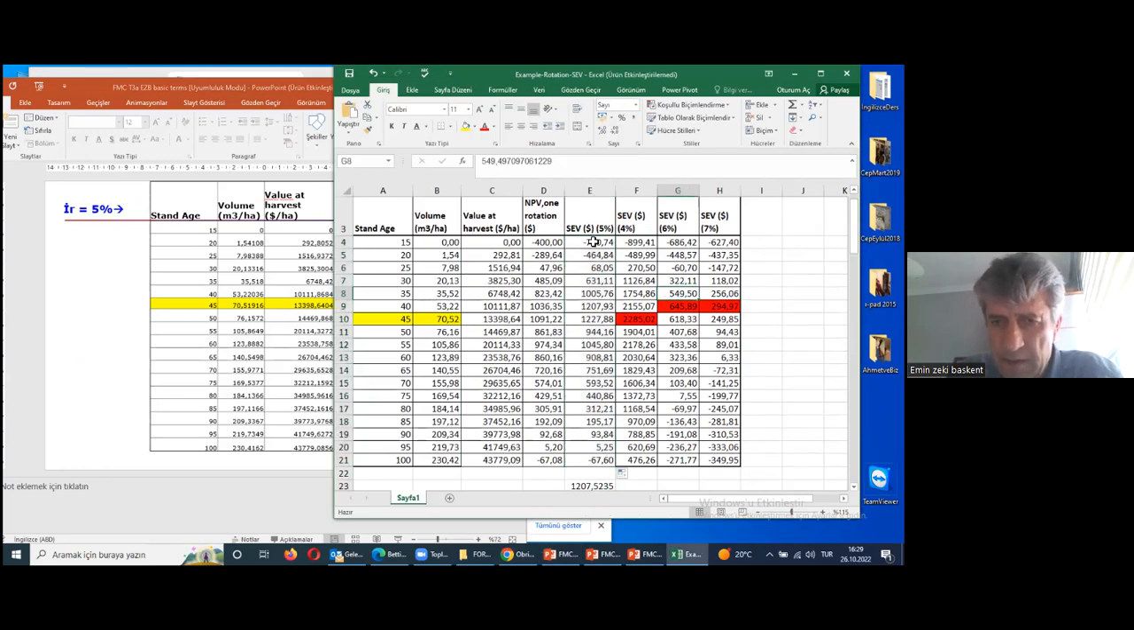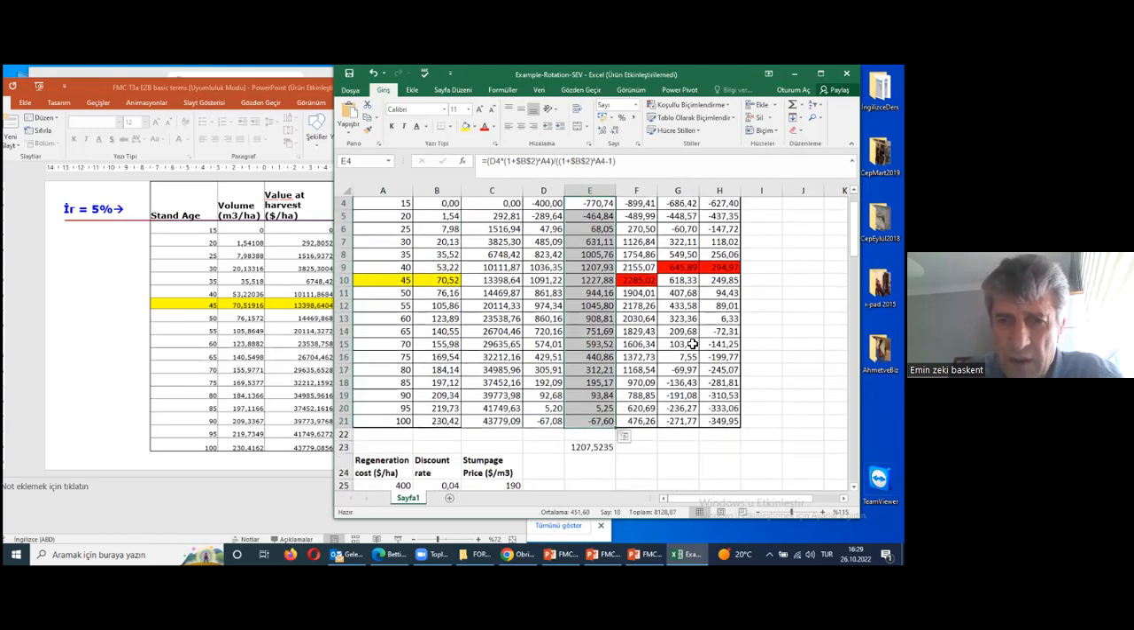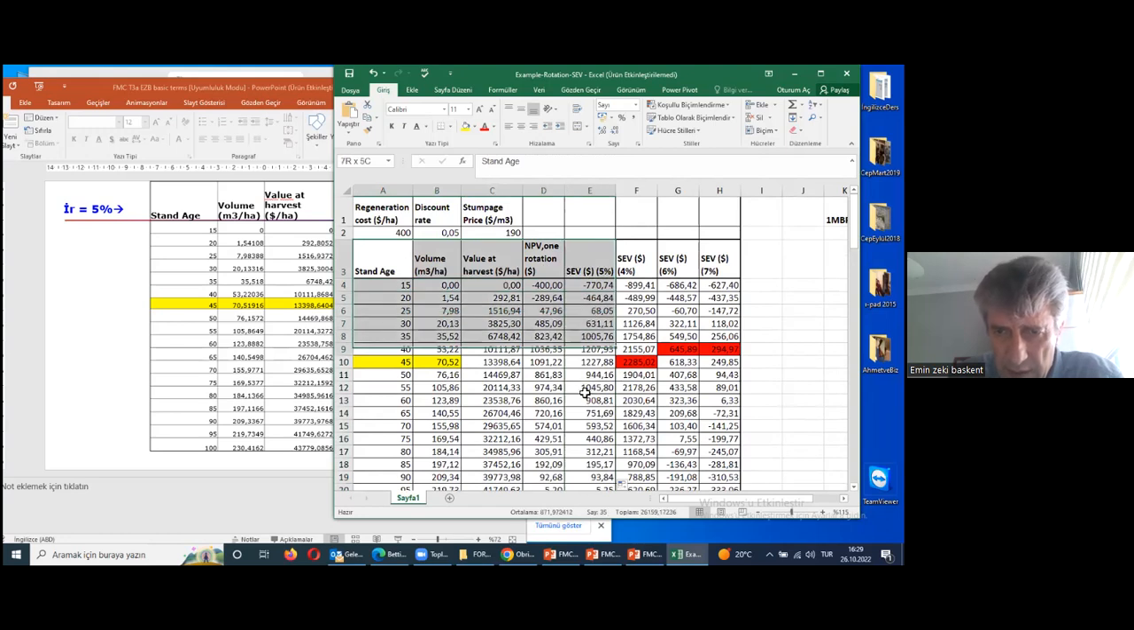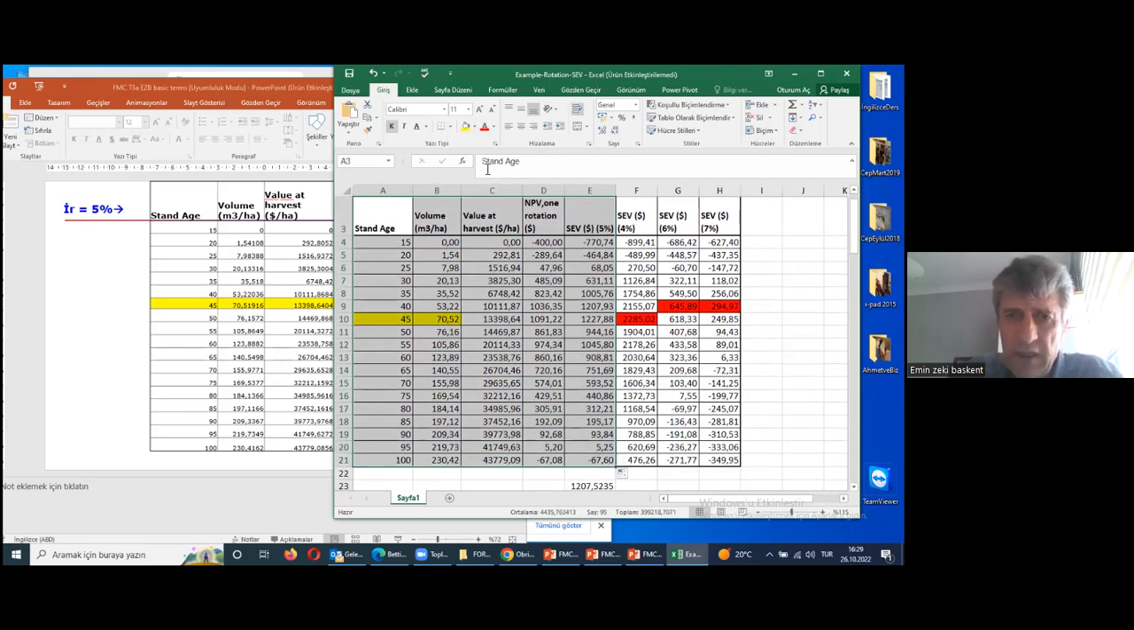As you can see, the calculation seems to be all right. If you take a look at the ones that I underlined over here, we were able to calculate the soil expectation value based on a given yield curve. We also assume that each age would become a potential rotation period. Then we are asked to find out the optimal rotation period. Which year seems to be the optimal rotation period?